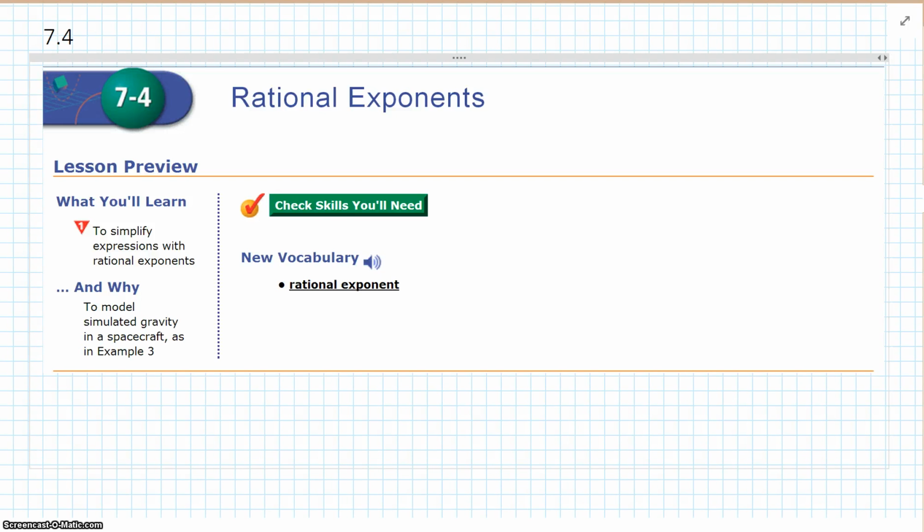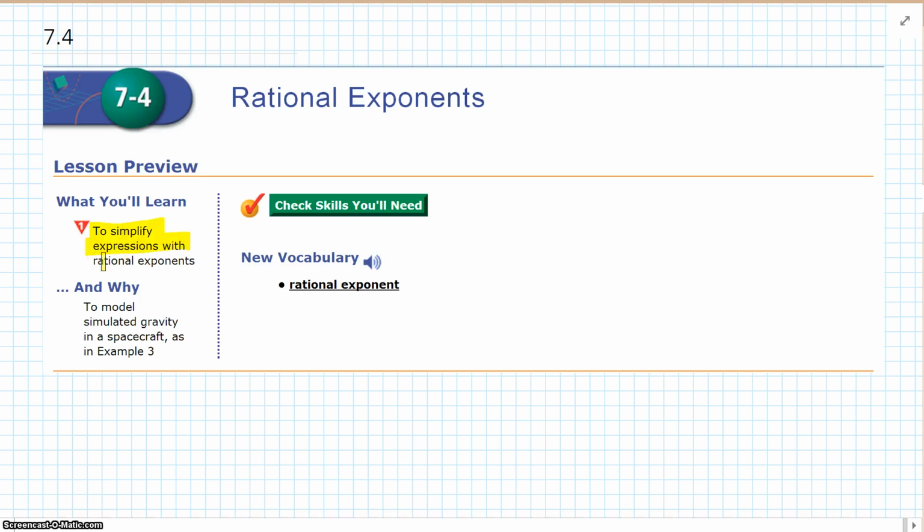Algebra 2, Chapter 7, Section 4, Rational Exponents. In this lesson, we're going to learn how to simplify expressions with rational exponents. Okay?